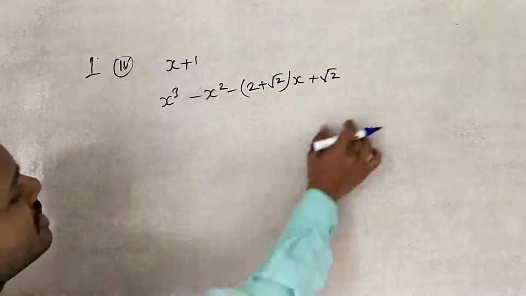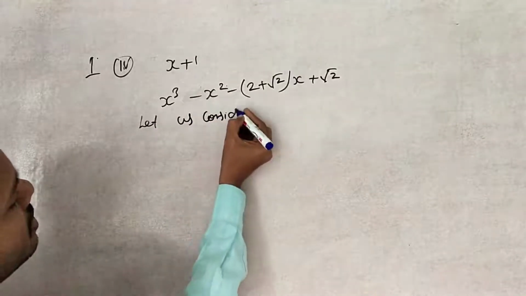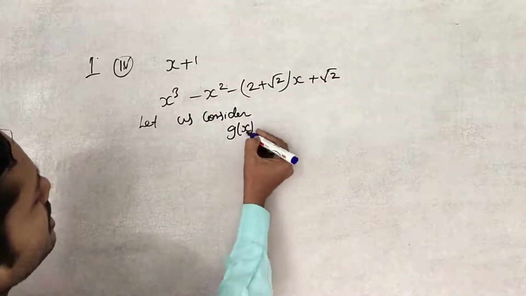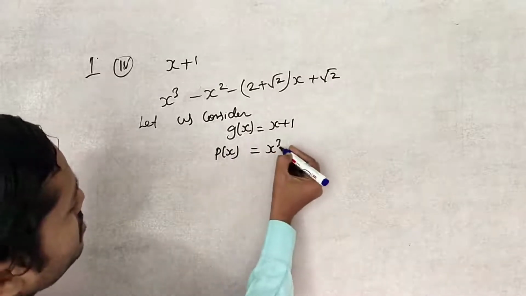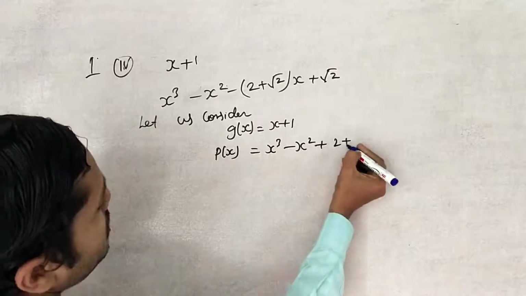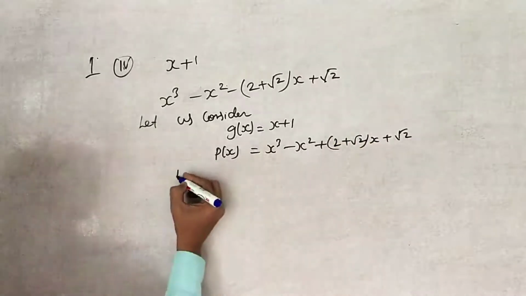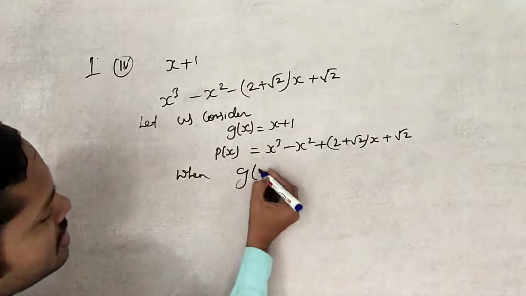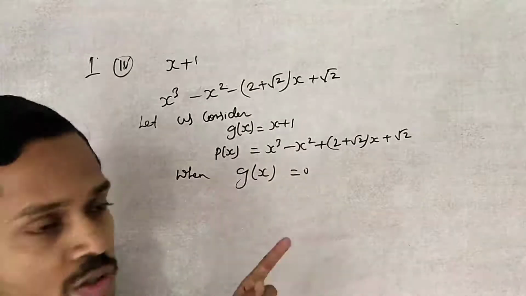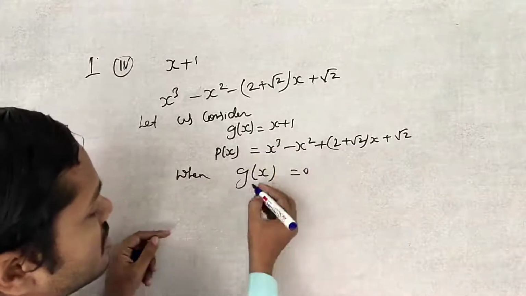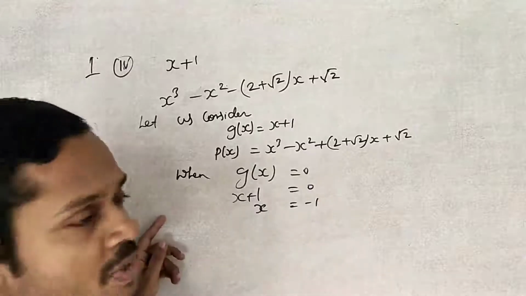I am now going to solve exercise question number 1, part 4. Clear? This one is given. Let us consider gx is equal to x plus 1, and px is equal to x cube minus x square plus 2 plus root 2 into x plus root 2. Now you are starting the solution. Gx is equal to 0. You will have to make gx equal to 0. X plus 1 is equal to 0. X is equal to minus 1.